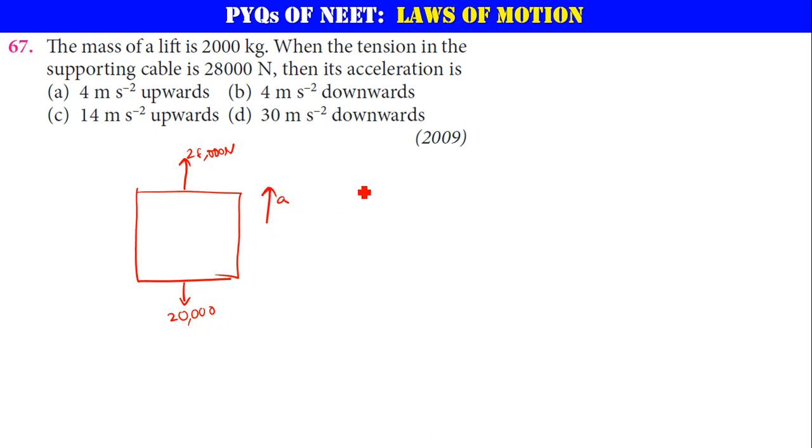So if I apply F net is equal to ma, what is the net force here? 28,000 minus 20,000. That will be 8,000, is equal to the mass of this, 2000, into acceleration. So 2001's 2004's, so a is equal to 4 meter per second square. Which direction? Upwards. So option A is correct. Please be very careful. Even though you got the correct answer, sometimes you might click a wrong one. Please be very careful about this. Just like the one I have done now.